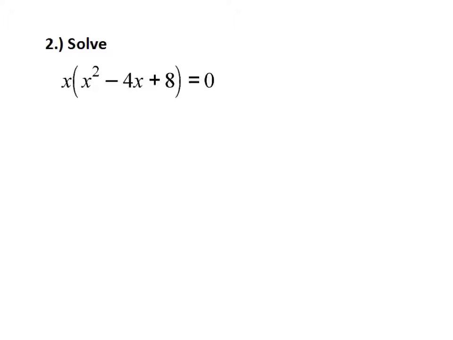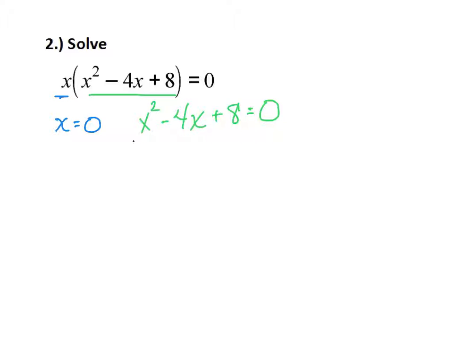So we're going to begin by taking each factor. We have this x out front, so that gives me x equals 0. That's one of our solutions. I'm going to take what's in parentheses, x squared minus 4x plus 8 equals 0. And let's think back to how we solved it. This is a quadratic equation, so it equals 0. We can't factor it, so our other option is to use the quadratic formula.